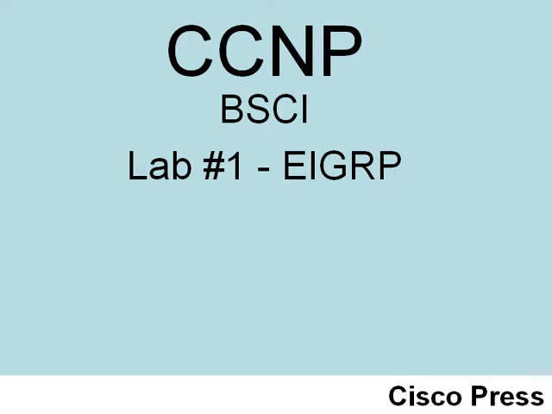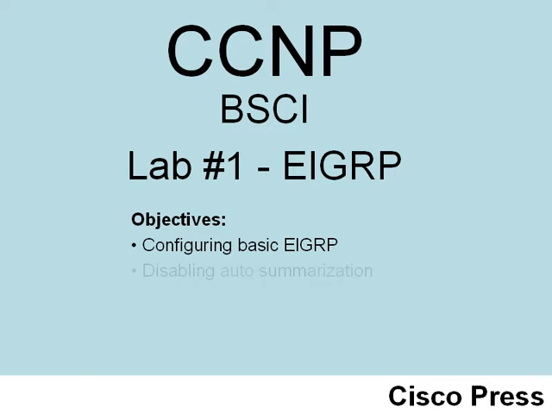Let's take a look at some of the objectives we have for this lab. First of all, we want to see how to perform basic EIGRP configuration, enabling the EIGRP process on a router, going in and adding network addresses to be part of that EIGRP process, forming neighborships. Then, after we have basic EIGRP configured, we're going to have an issue that deals with auto summarization, and we'll show you how to go in and, as a best practice, turn off the auto summarization feature.